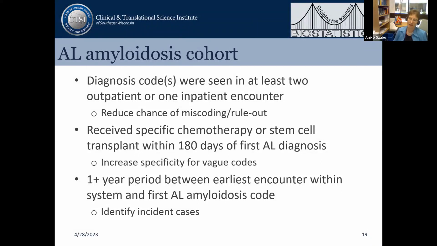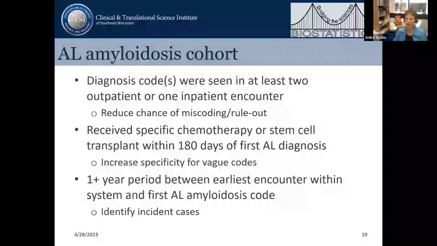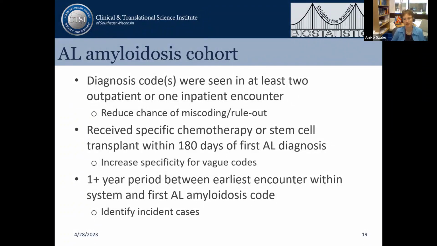They also were required to receive a specific set of chemotherapy or PIs or stem cell transplants within 180 days of the first diagnosis. This should help increase specificity against the other vague codes, like other kinds of amyloidoses, because the other amyloidoses are not caused by malignant disease, and they are usually not treated by chemotherapy or stem cell transplant. So again, one needs to know the clinical setting really well to come up with things like that.